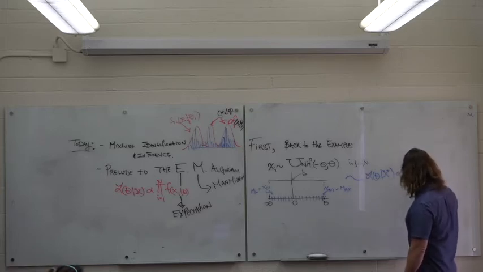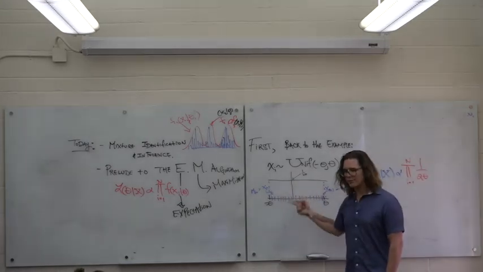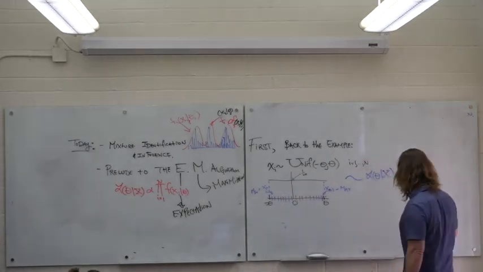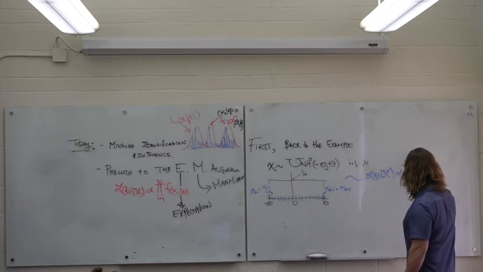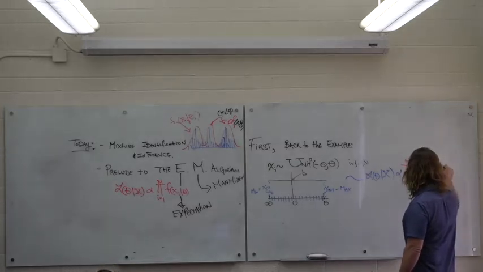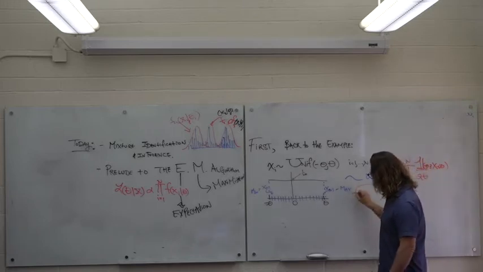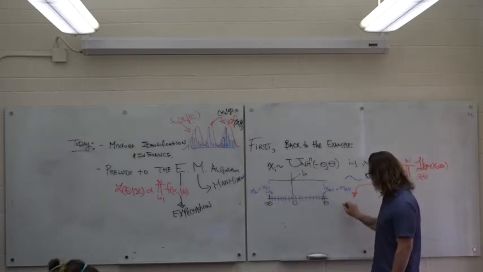1 over 2 theta. The 2's not doing anything for us. That's just the height of this line so that everything integrates to 1. And then I've got this indicator function, and I'll just write it into the numerator, that the xi's themselves are between negative theta and theta.